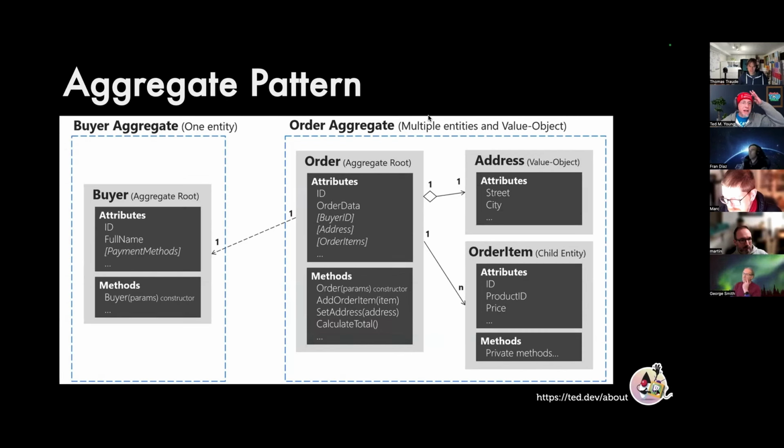So this is just a diagram to show we've got 2 aggregates here. We've got an order aggregate and we've got a buyer aggregate. The buyer, there's just one entity. It has some attributes. The order aggregate actually has 3 objects. The aggregate root, which is order, an address, which is a value object, and then an order item, which is an entity, but also has value objects of itself.